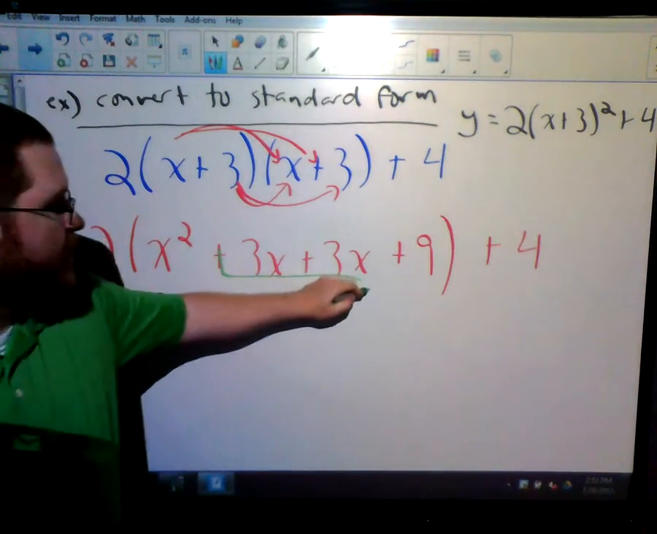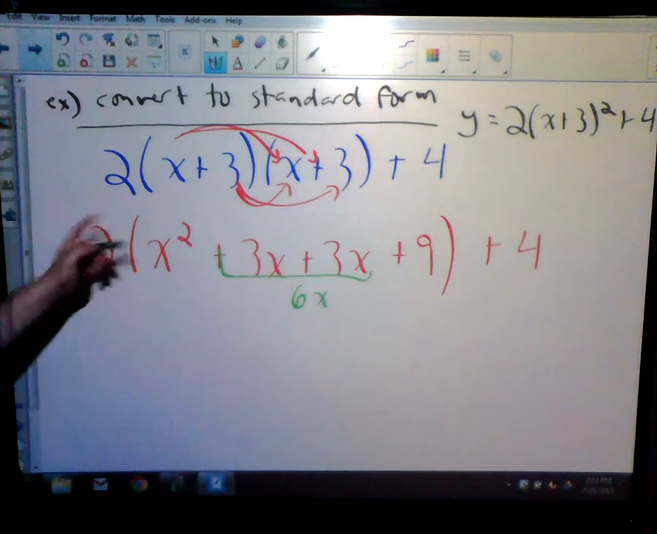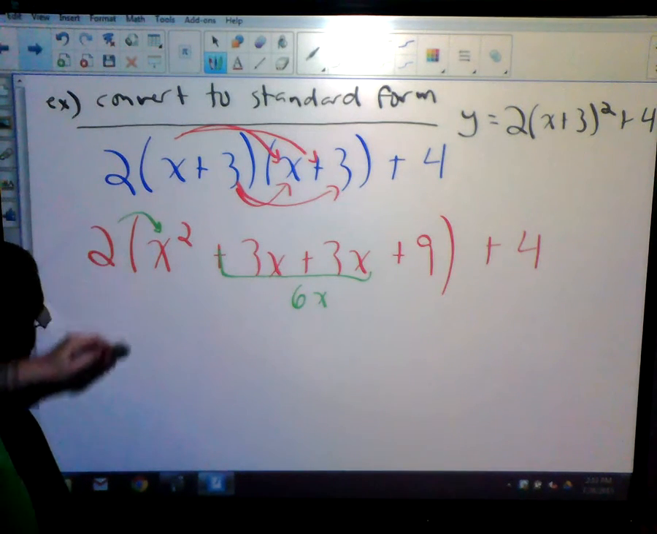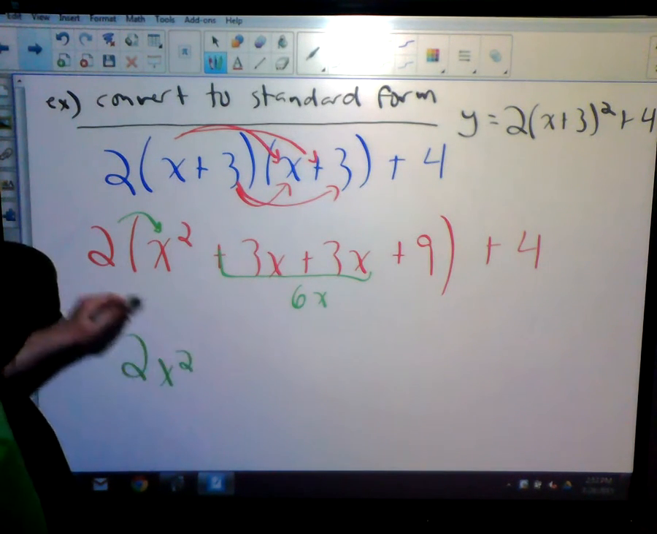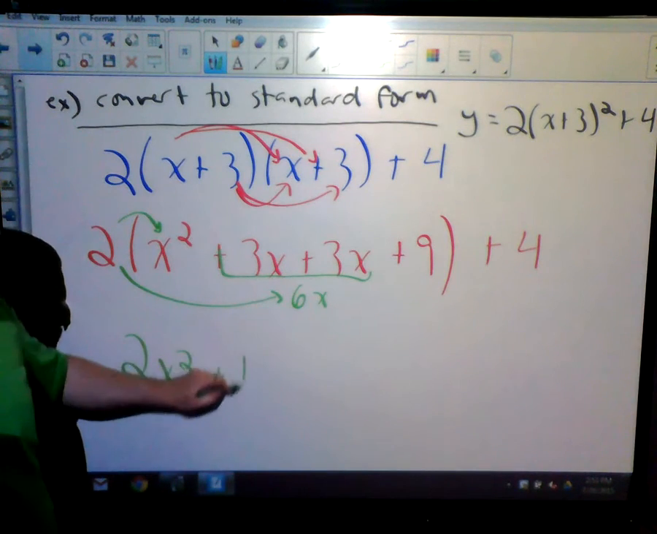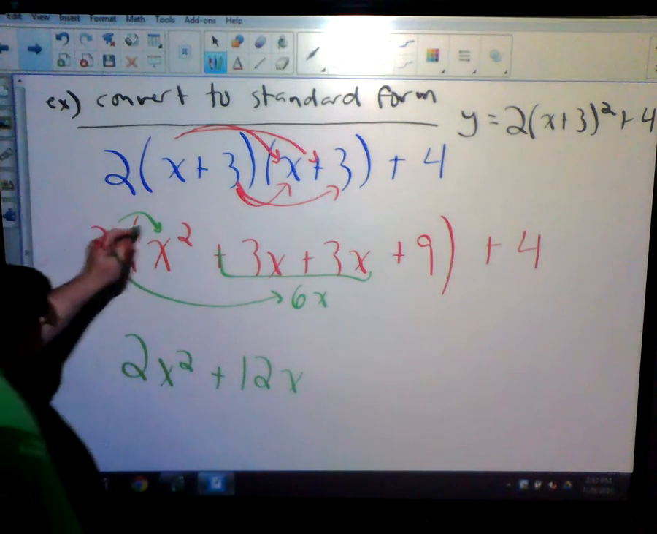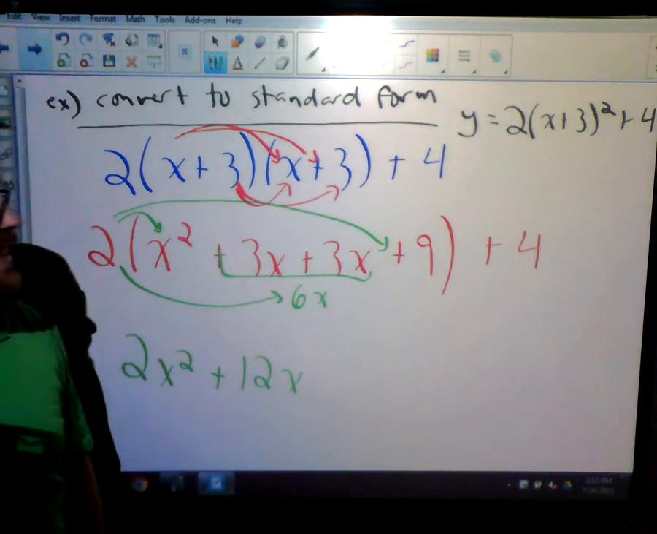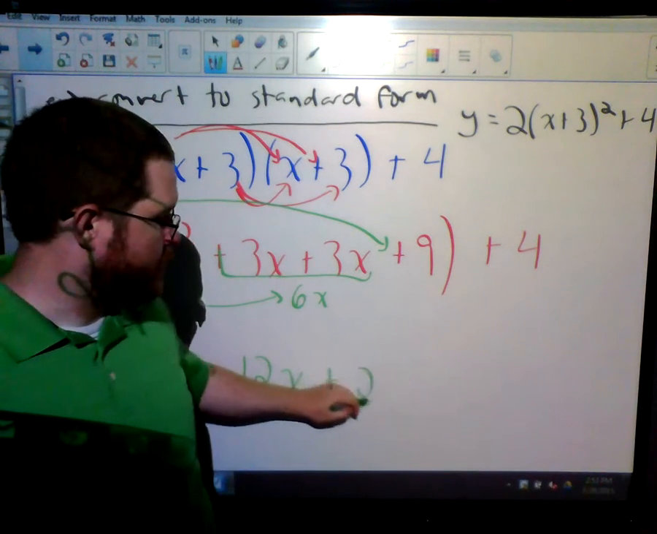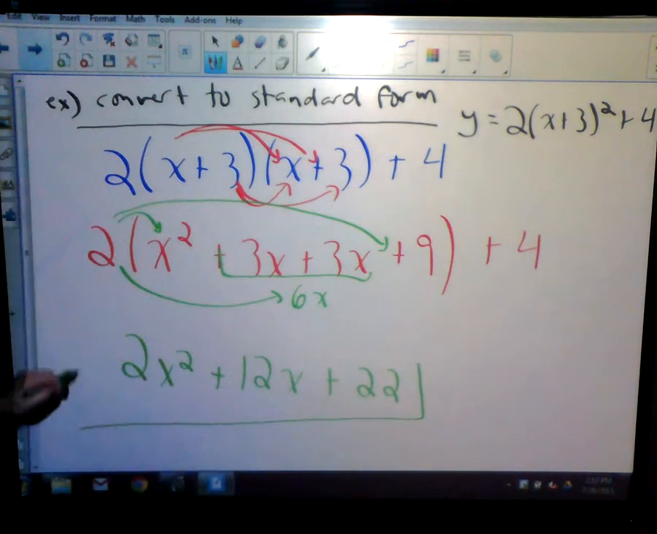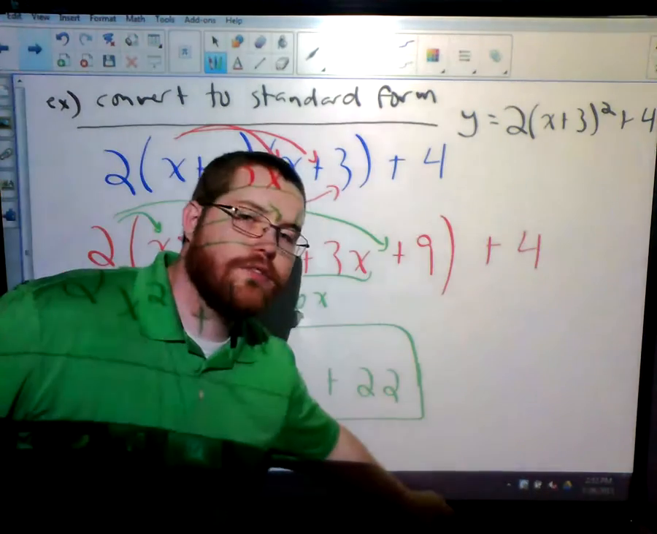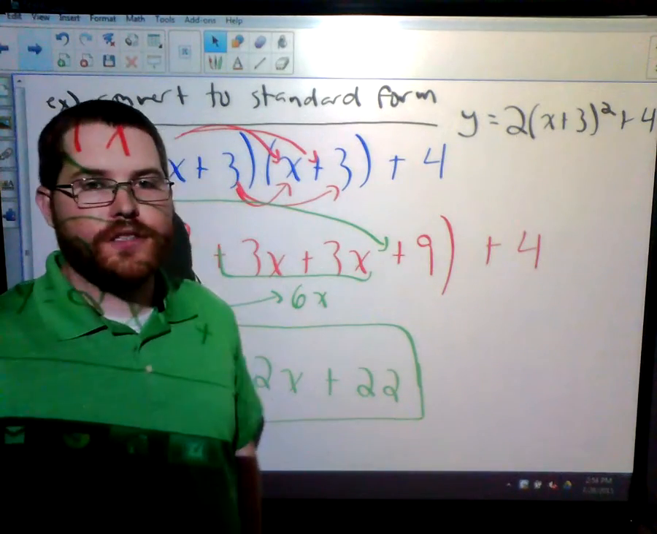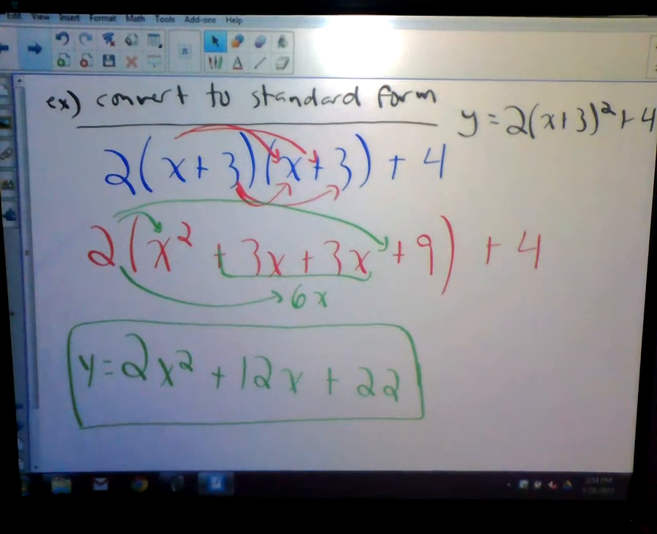These two will go together and make 6x. So let's distribute the 2 in. 2x squared plus 12x. That'll be 18 plus 4 is 22. And now it's in standard form. So from vertex form to standard form, just multiply everything out and combine like terms.